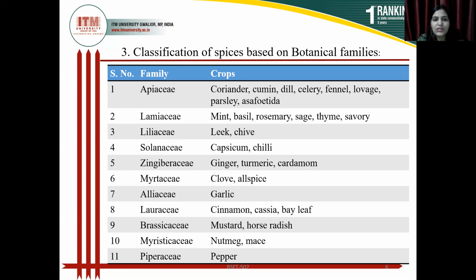In the Myrtaceae family, clove and allspice. Garlic comes under the Alliaceae family. Cinnamon, cassia, and bay leaves come under the Lauraceae family, right? Mustard and horseradish come under the Brassicaceae family. Nutmeg and mace come under the Myristicaceae family, and pepper comes under the Piperaceae family.